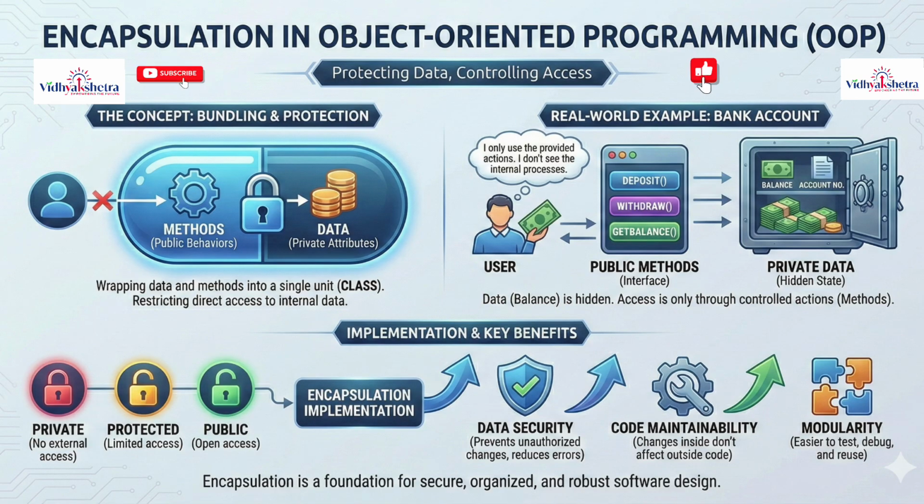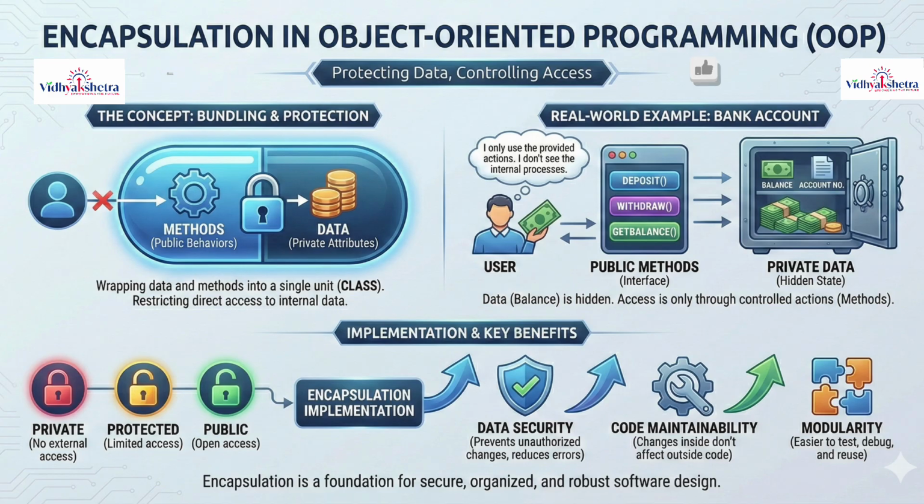How encapsulation improves security? One of the biggest advantages of encapsulation is data security. Since data is hidden and cannot be accessed directly, the risk of unauthorized modification is reduced. Users interact only with methods, and these methods can enforce rules and validations. This makes the system more reliable and less prone to errors. In large applications like banking systems or e-commerce platforms, encapsulation plays a crucial role in protecting critical data.